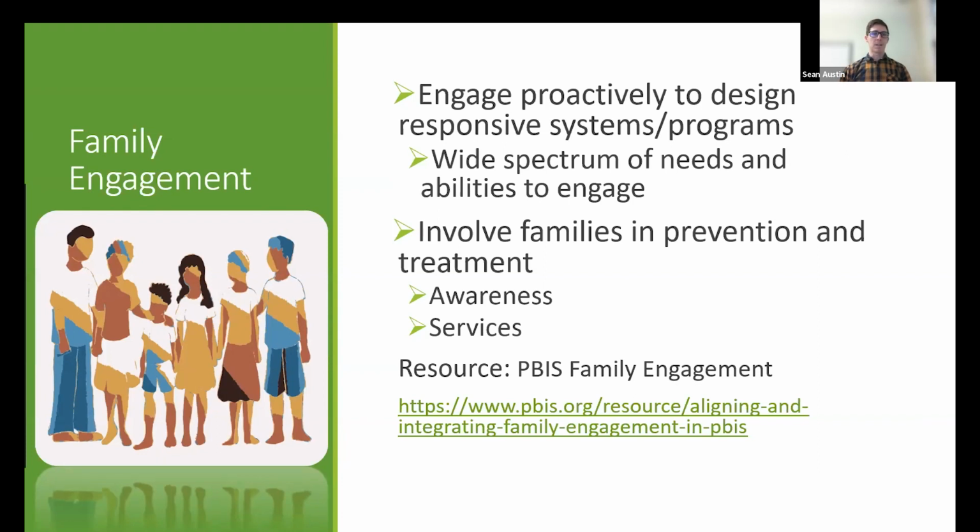And understand that there's a wide spectrum, right? When we design communication that goes out to parents, we try and make it so that it is understandable by all, right? We want that to be communicated well to everyone. And so you think about that in terms of prevention and treatment for substance misuse. It boils down to awareness of risks and awareness of services that are available for these families.